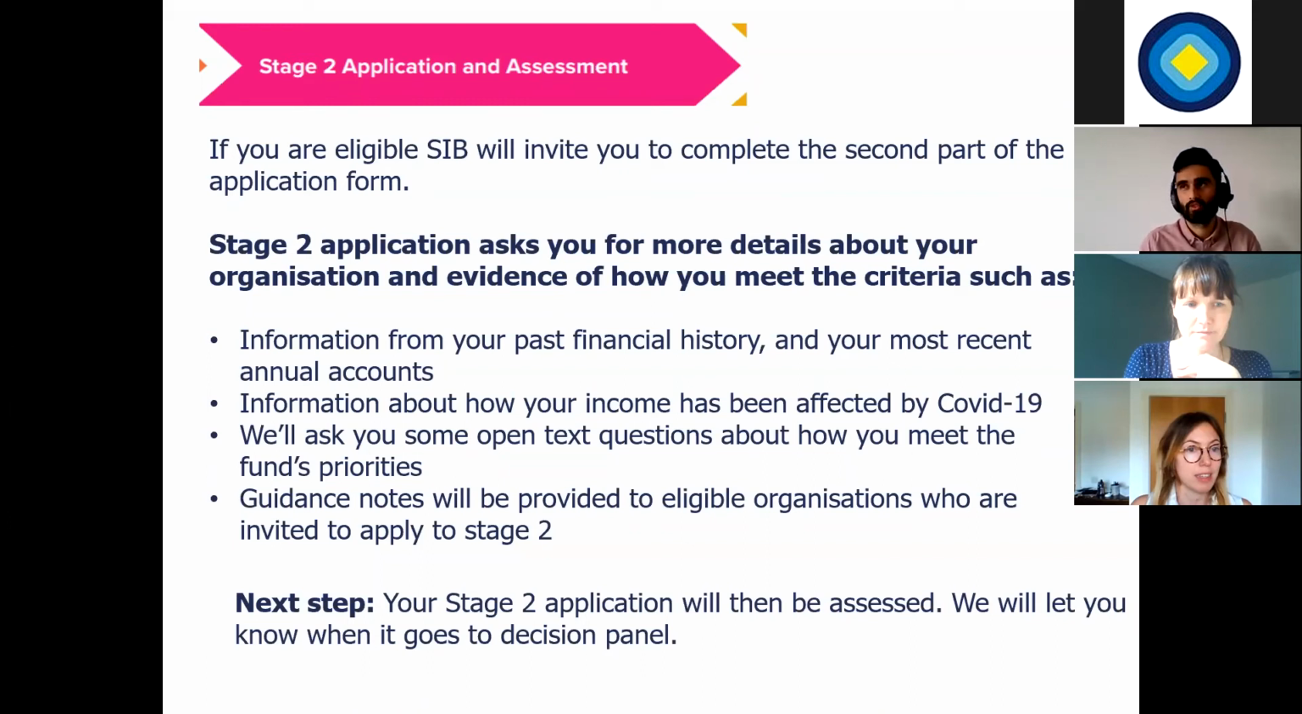Just to reiterate, I would really strongly recommend having a look through carefully at what our eligibility criteria is and what our priorities are, because we'll be asking you to justify that in the next stage. So once you've completed your stage 2 application, that will then go to assessment, and we will put it in front of our decision panel.